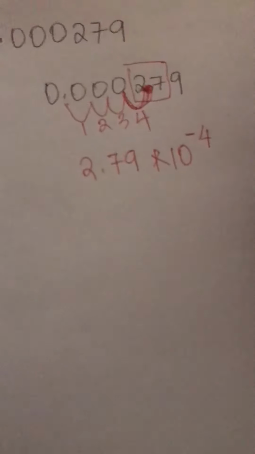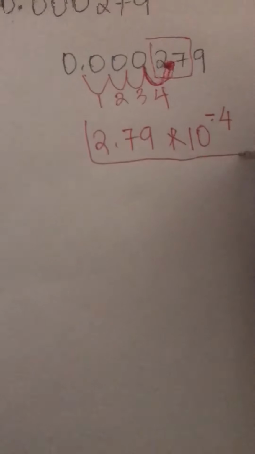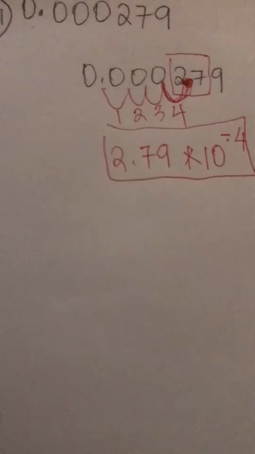So I'm going to write 2.79 or 2 and 79 hundredths times 10 to the negative 4. How did I know it is negative? Because it started with 0. And I box my answer. Okay? All right, let's do another one.